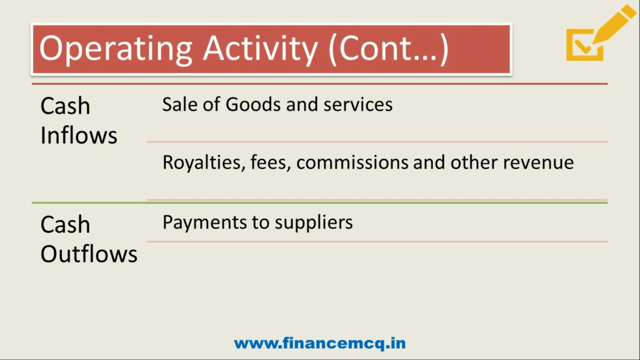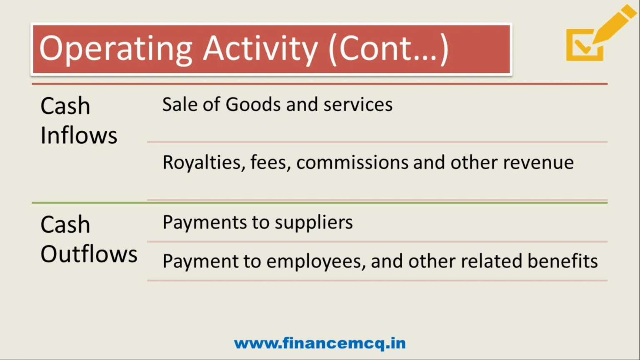And your cash outflow in operating activity will consist of your payment to suppliers. So here the payment to the suppliers of your raw materials and other materials required for your manufacturing of goods. So that will be part of your cash outflow. And then you will have payment to your employees and other related benefits, that is PF, PT, gratuity, all those things, whatever the payments you made to your employee for running or carrying out that operating activity.